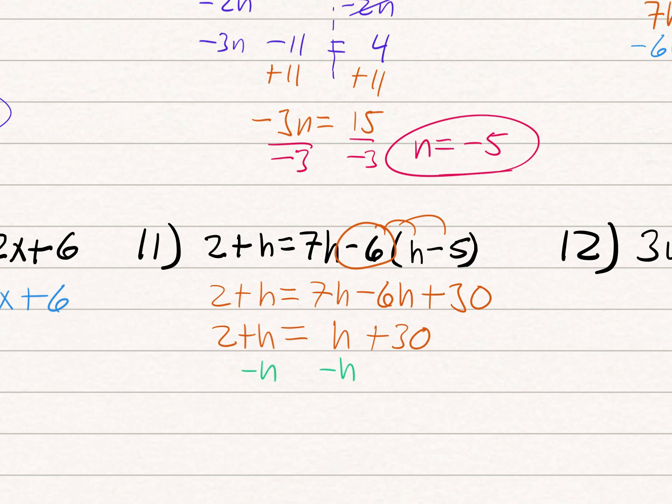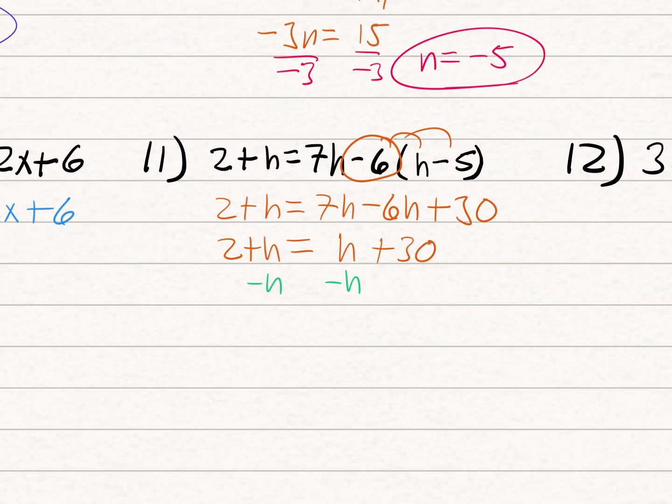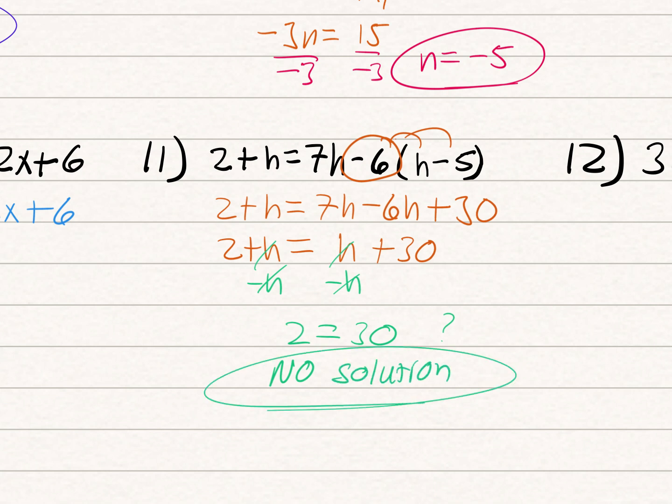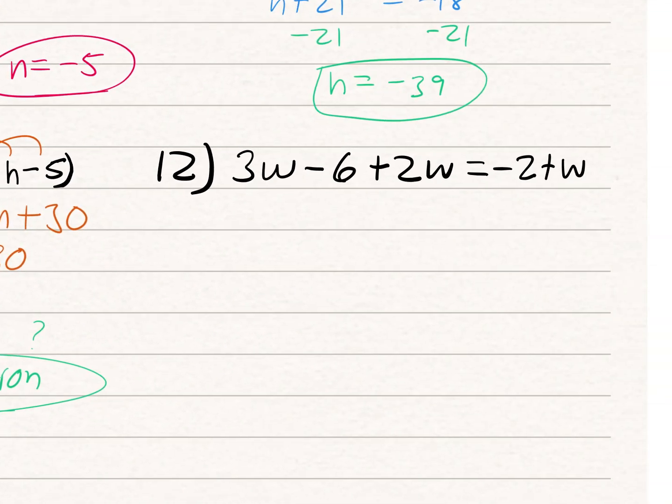All right, and let's get the h's to one side. When we subtract h on both sides, though, you're going to notice it's going to go away on both sides. So we get 2 equals 30. All right, is this true? No. This is not true. This is no solution. All right. And then just one more.